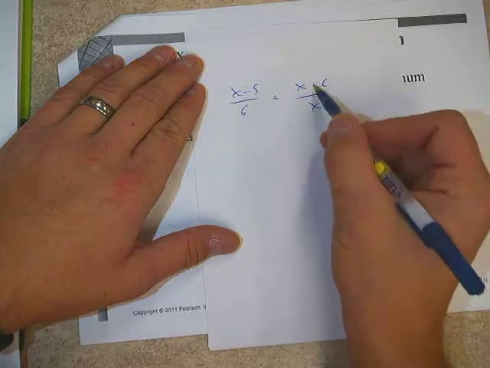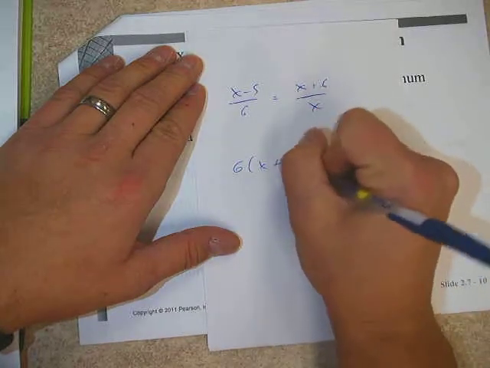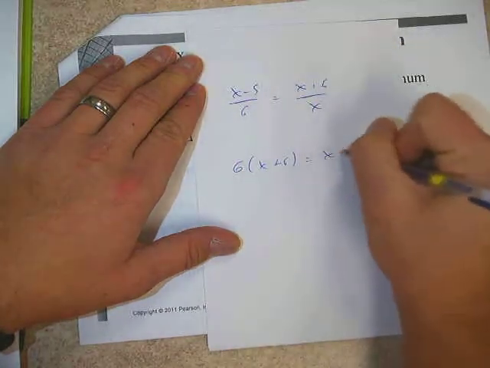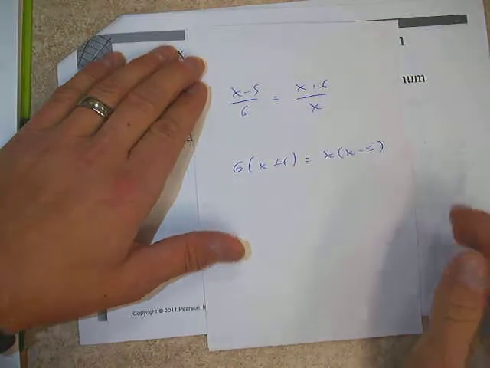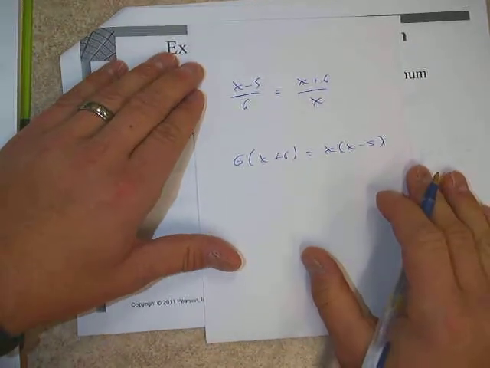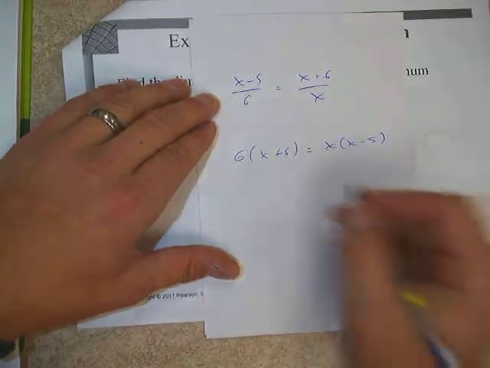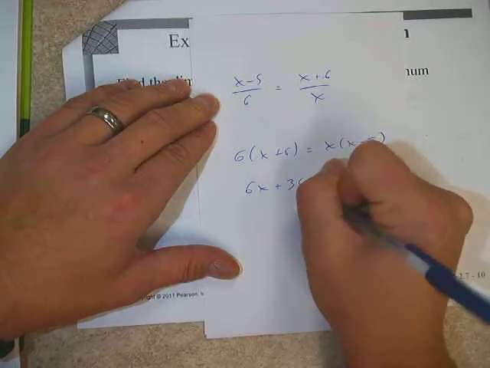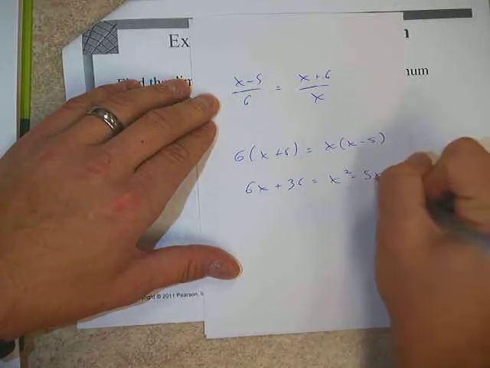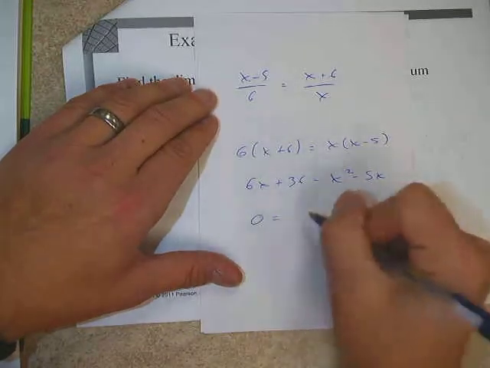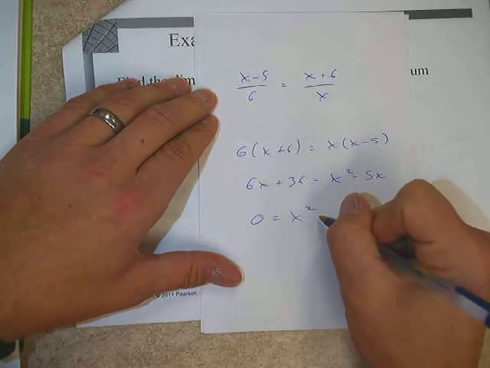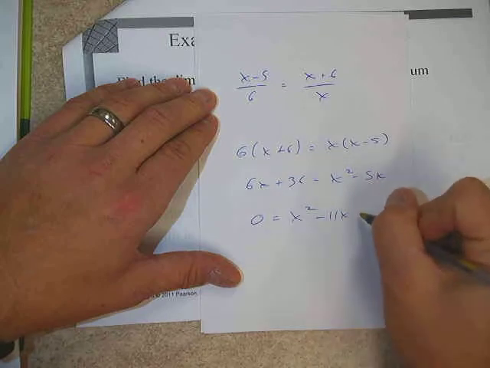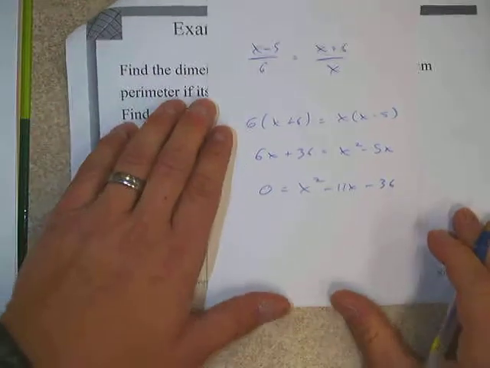So if I did 6 times x plus 6, and then x times x minus 5, we can also use the cross product property instead of the clearing fractions property, which would ultimately give us 6x plus 36 over here, x squared minus 5x over here. And then if I set all that equal to 0, I get x squared minus 11x minus 36.